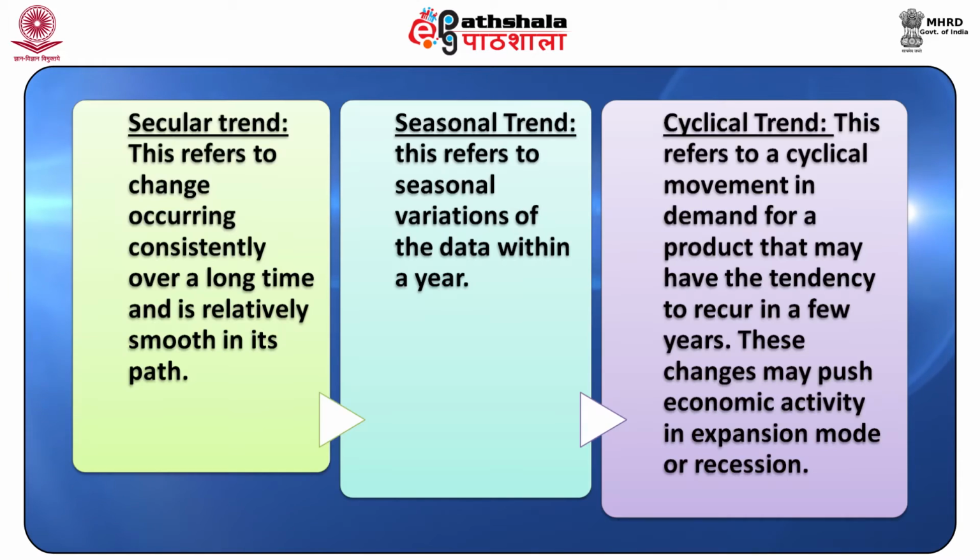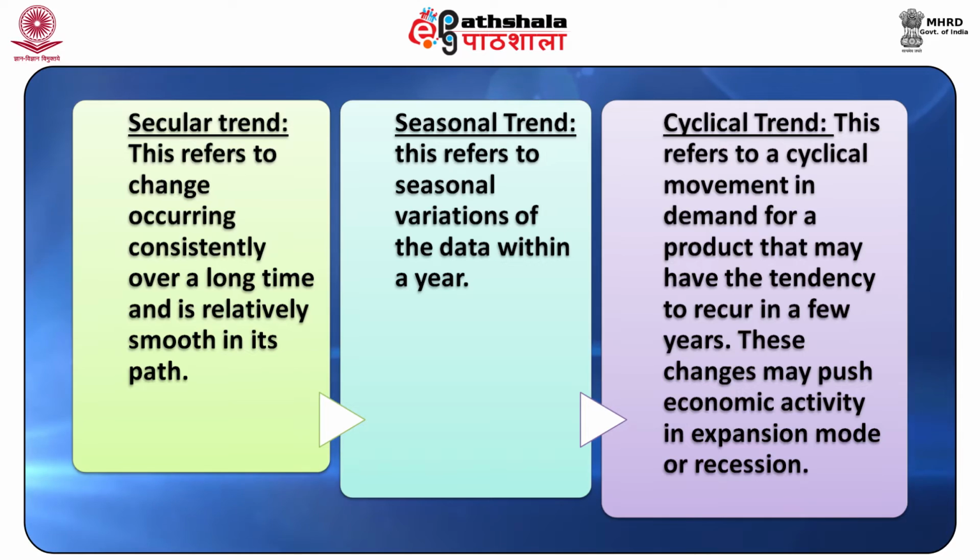In most time series data, we see fluctuations in the values of the variable over time. This can be explained with the help of the following trends. Secular trend. This refers to change occurring consistently over a long time and is relatively smooth in its path. Seasonal trend. This refers to seasonal variations of the data within a year.